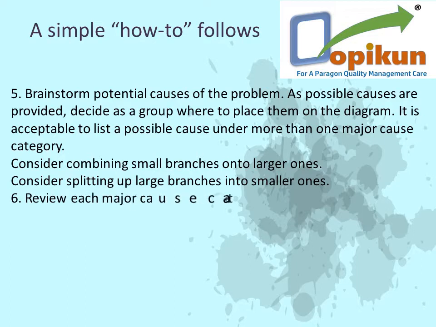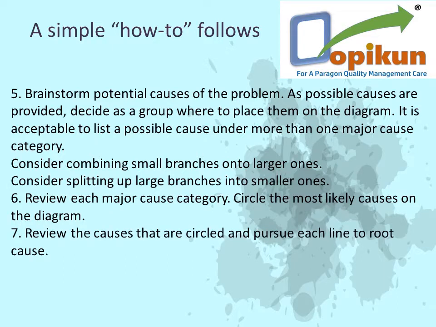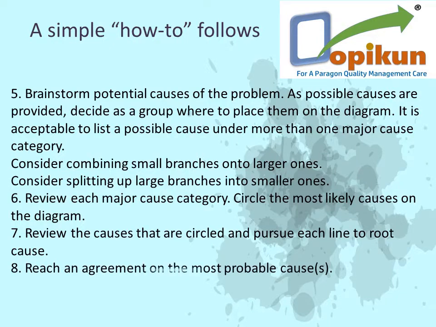Step 6. Review each major cause category. Circle the most likely causes on the diagram. Step 7. Review the causes that are circled and pursue each line to root cause. Step 9. Reach an agreement on the most probable causes.